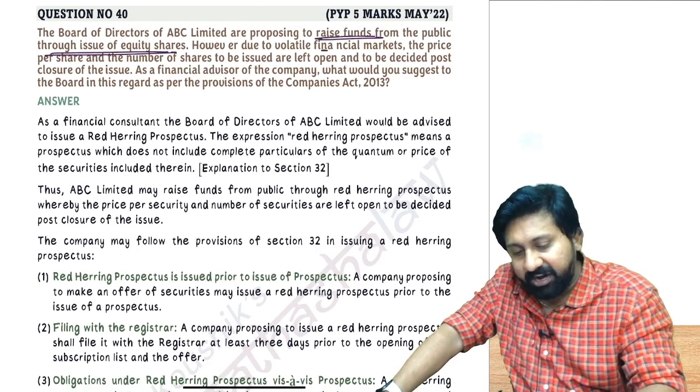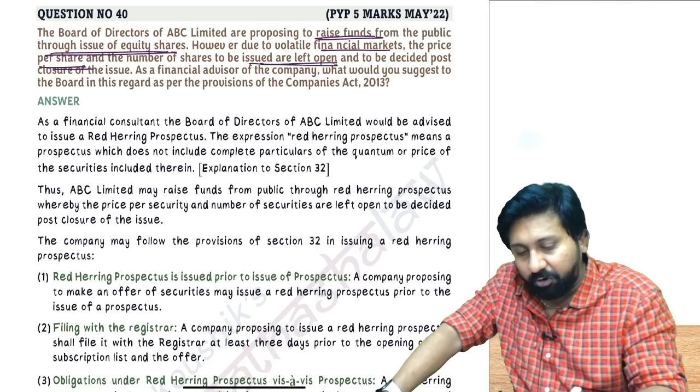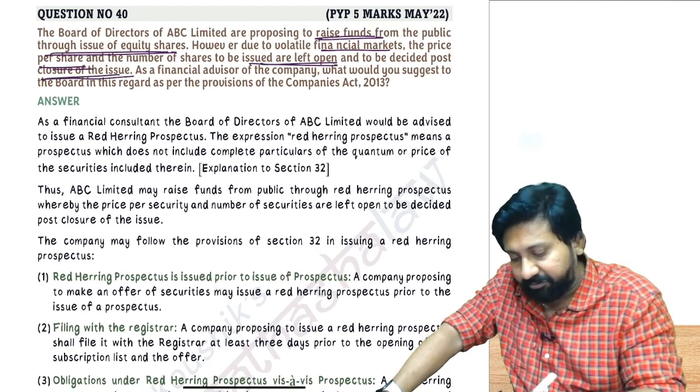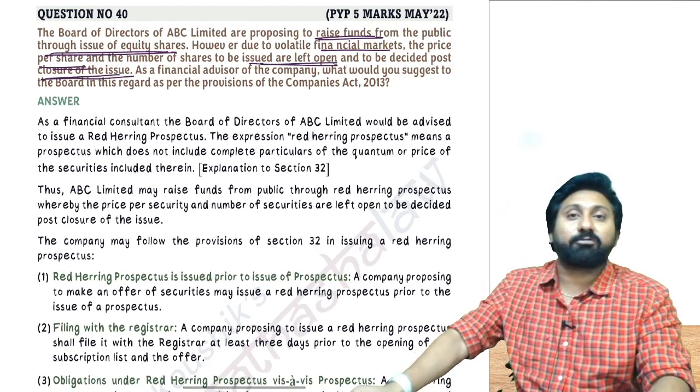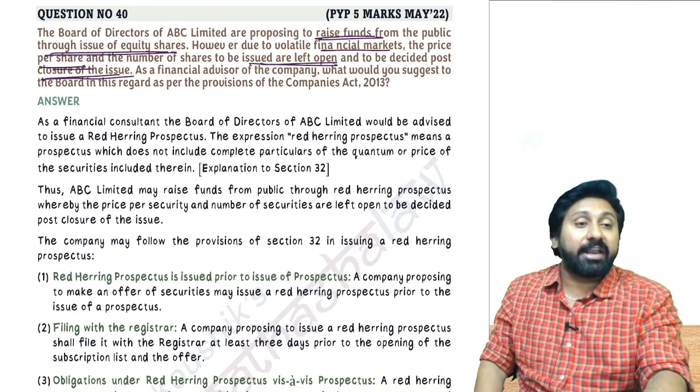However, due to volatile financial markets, the price per share and the number of shares to be issued are left open and to be decided post closure of the issue. As a financial advisor, what would you suggest? In that case, you have to issue a red herring prospectus.